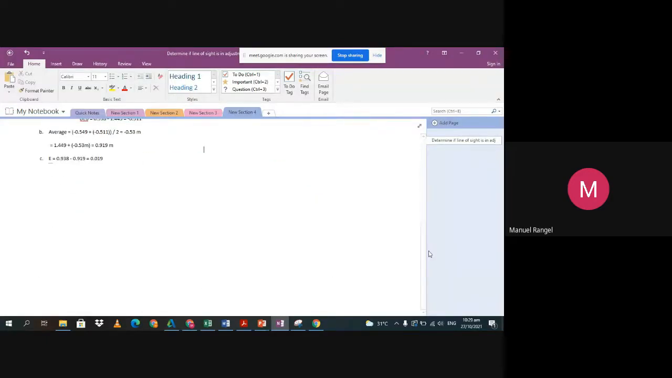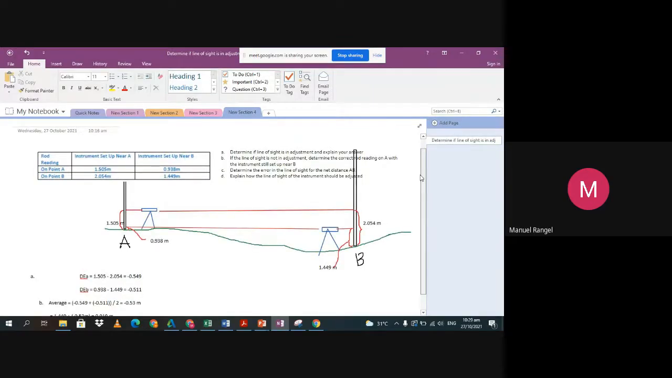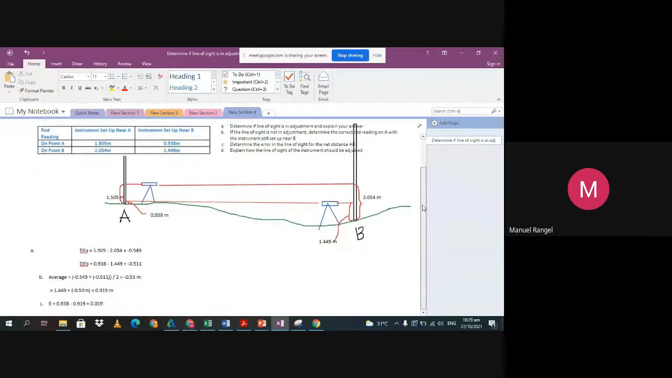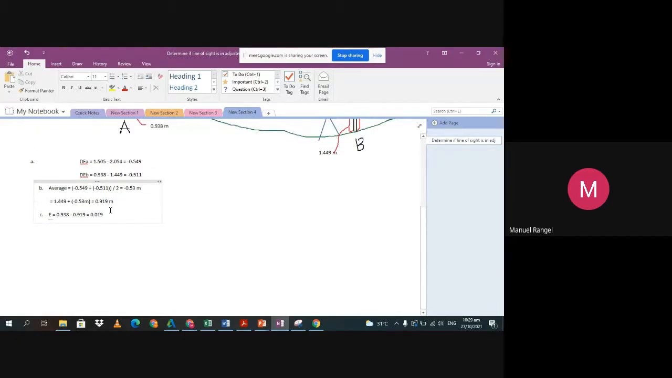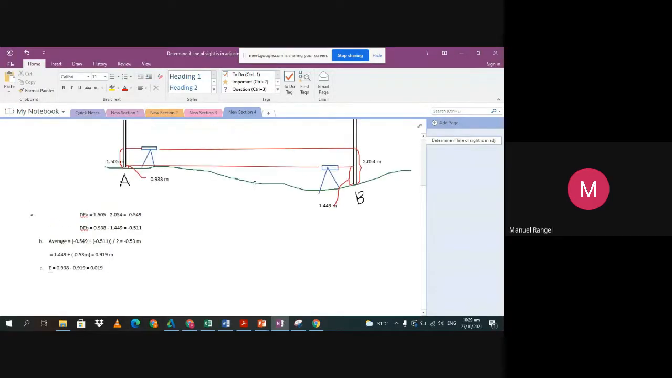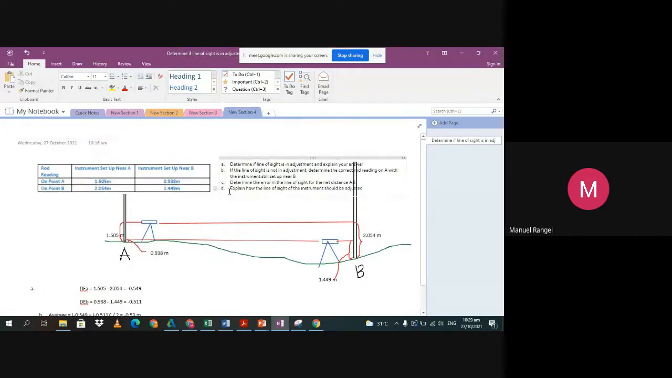And for letter D, explain how the line of sight of the instrument should be adjusted. Since the distance is greater than the computed distance of 0.919, the line of sight is inclined upward. So to adjust the line of sight, you should loosen the upper capstan. Usually it depends on the instrument you are using, where its adjustment is.